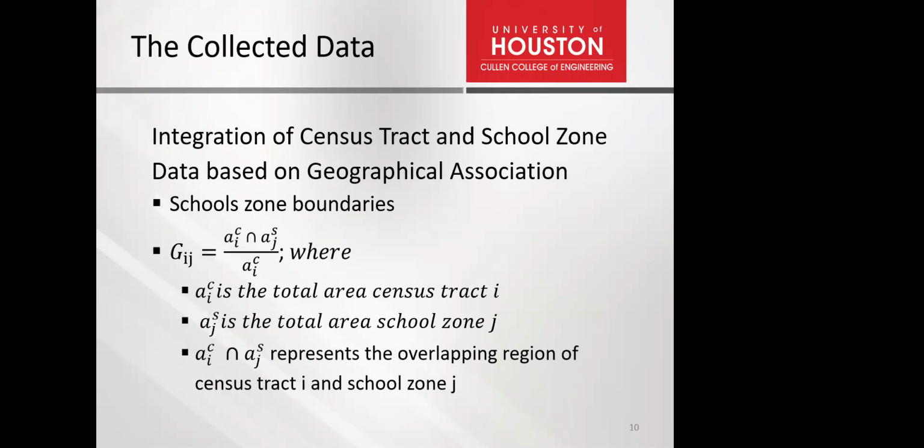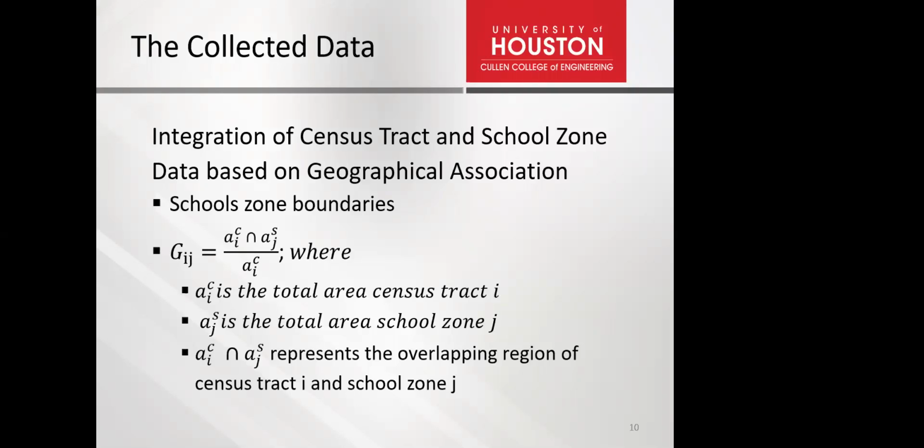But note that when the population in every census tract is uniformly distributed, then the values of the demographic features at the school zone level estimated by this geographic interaction matrix will match precisely with the values of these features observed in the school zone. But unfortunately, the population in a census tract is usually non-uniformly distributed. This implies that there may exist a large gap between the values of the demographic features observed in the school zones and what is estimated from the geographic interaction matrix.